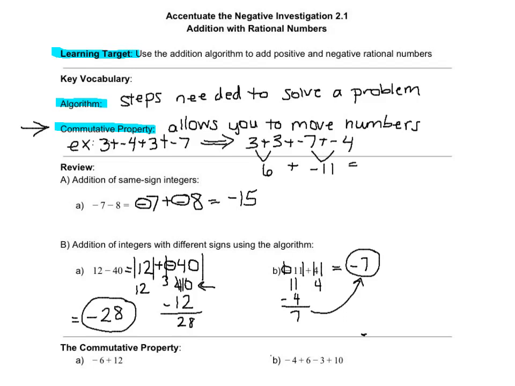And so that's what's nice about the commutative property. If you have a bunch of negative and positive numbers mixed up, you can just move them around and make solving them a whole lot easier. So now let's actually go down to the part of our assignment on commutative property.